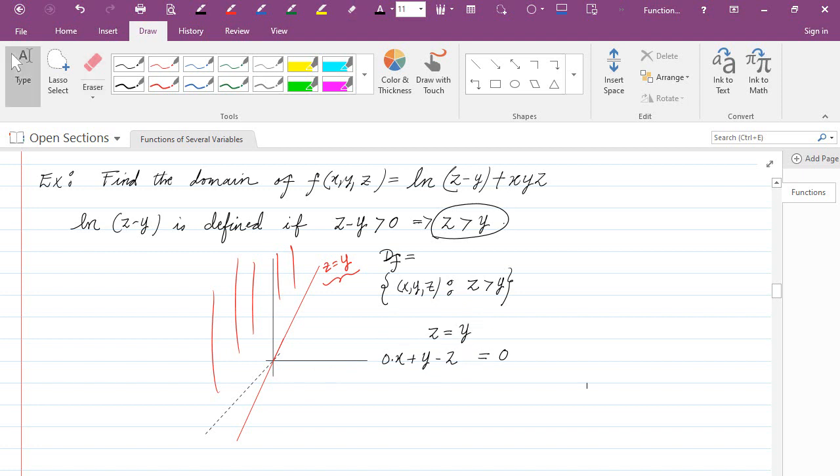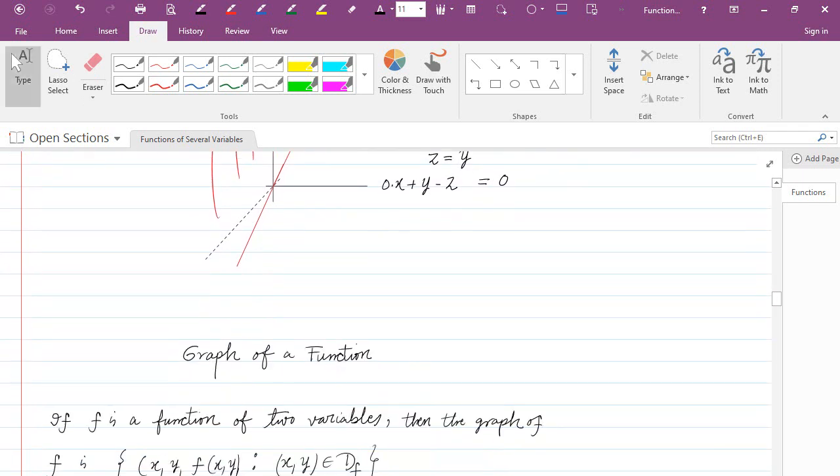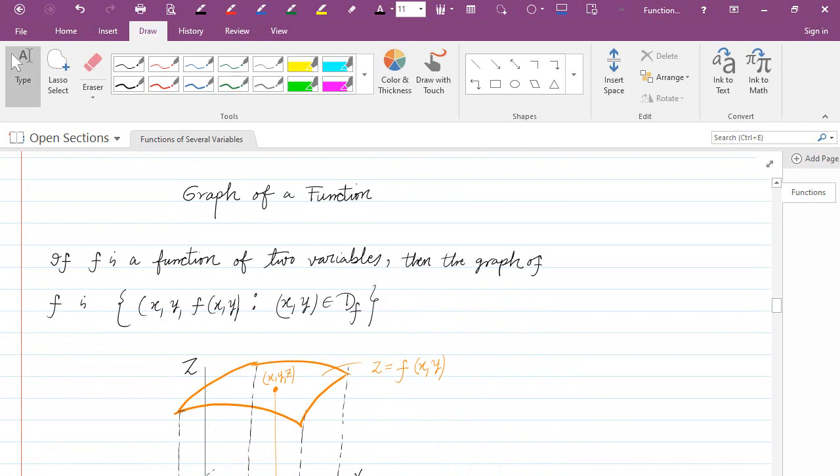Okay, so that's the last example on finding the domain of a function, and then in the next video we will start to talk about the graphs of these functions.